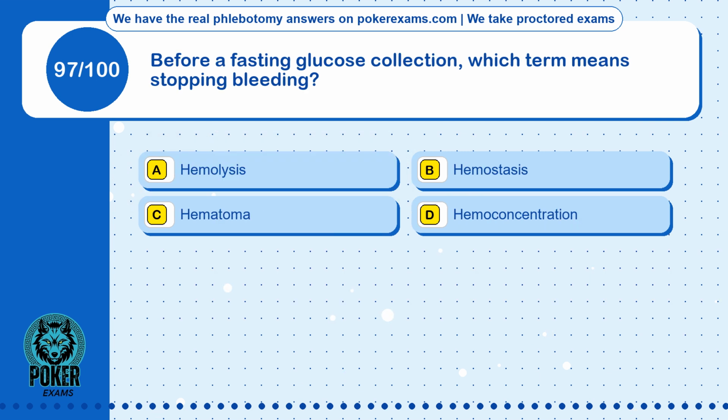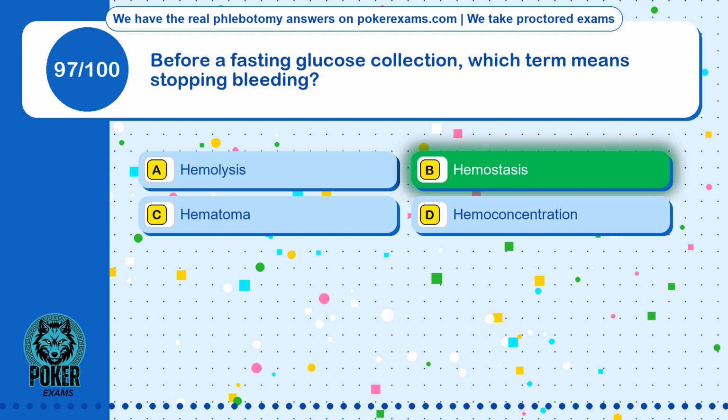Question 97. Before a fasting glucose collection, which term means stopping bleeding? Option A, hemolysis. Option B, hemostasis. Option C, hematoma. Option D, hemoconcentration. The correct answer is option B. Hemostasis.